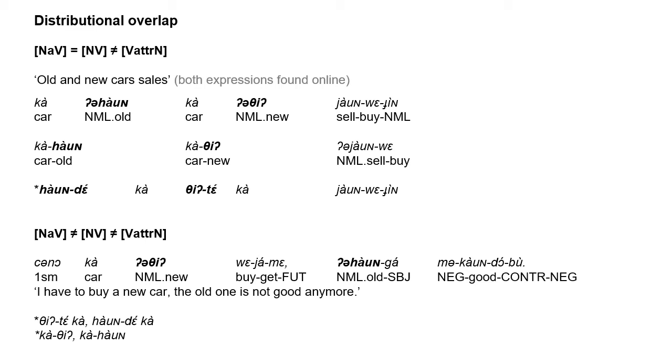In other cases, you can only use one of these possibilities, like the second example on the bottom here. If you say, "I have to buy a new car, the old one is not good anymore," you would rather use the nominalized verb as a modifier and not the plain verb or the prenominal relative clause.